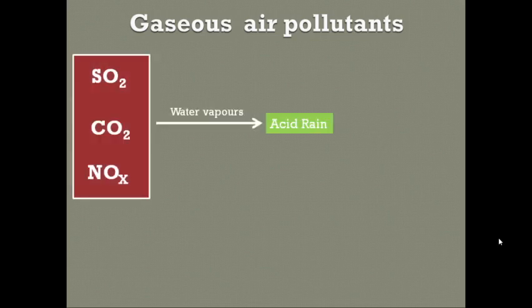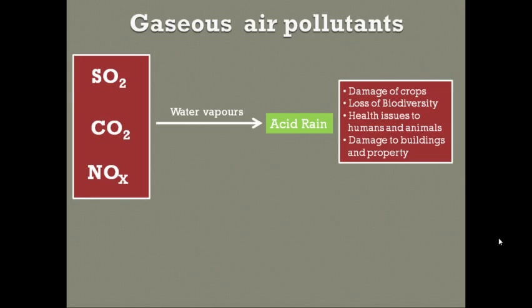in the environment. We know that the primary gaseous air pollutants are sulfur dioxide, carbon dioxide, oxides of nitrogen, as well as carbon monoxide. Now, if we talk about the oxides of sulfur, carbon, and oxides of nitrogen, all these three pollutants, if combined with the water vapors in the atmosphere, can result in the formation of acid rain. And we know that acid rain has the capability to damage crops.